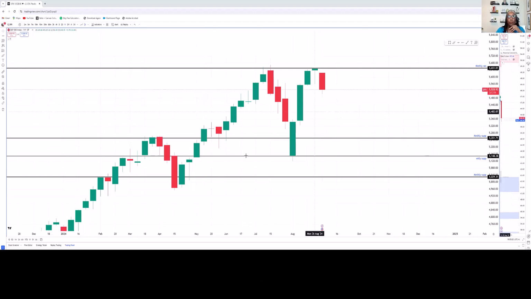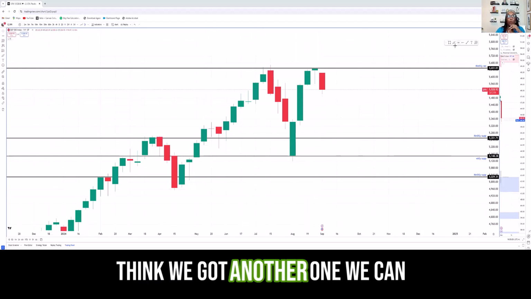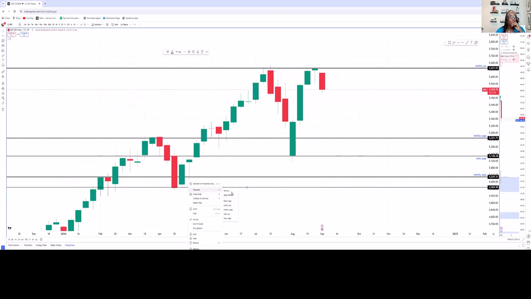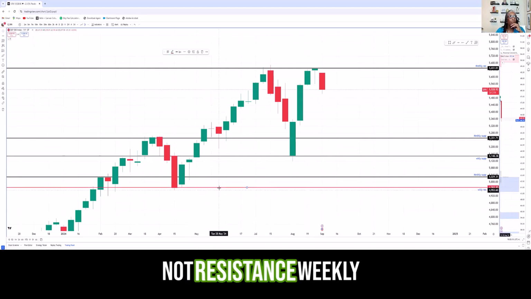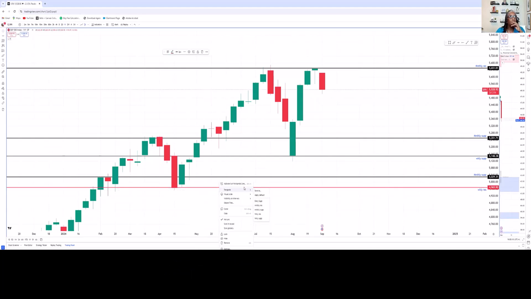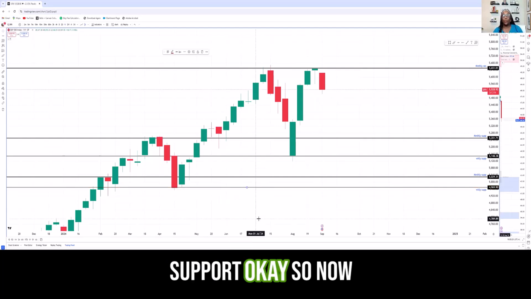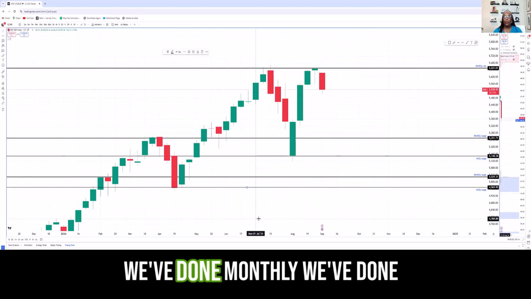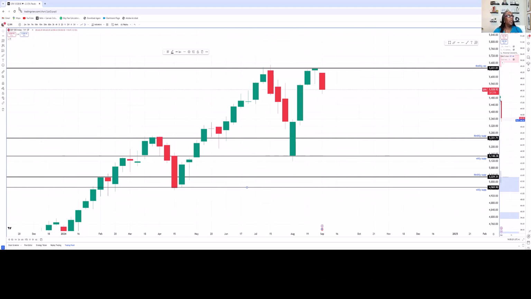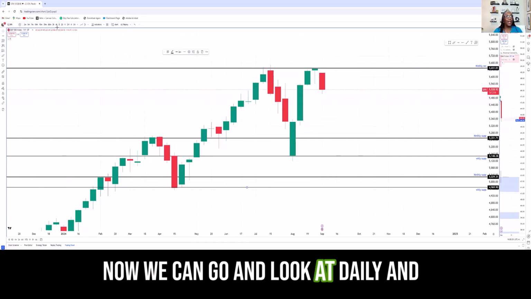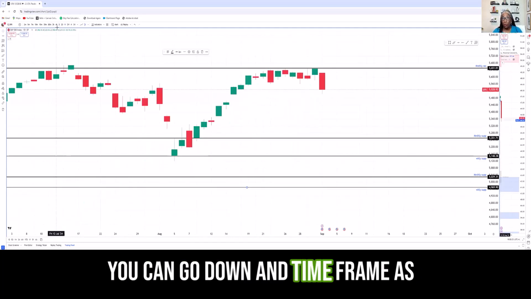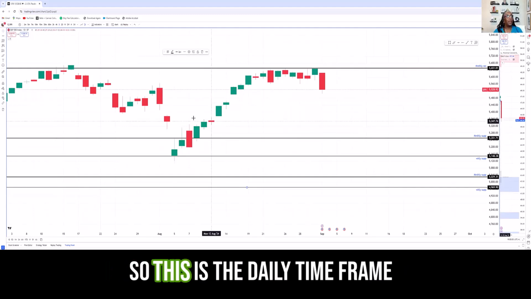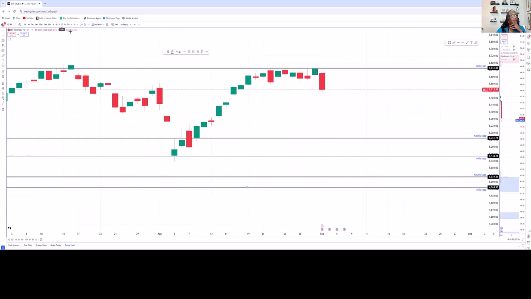Weekly support. I think we got another one we can identify down in this area. Nope, not resistance. Weekly support. Okay, so now we've done monthly, we've done weekly. Now we can go and look at daily. And you can go down in time frames as far as you want to go. Okay, so this is the daily time frame.